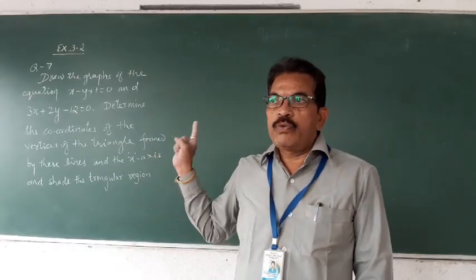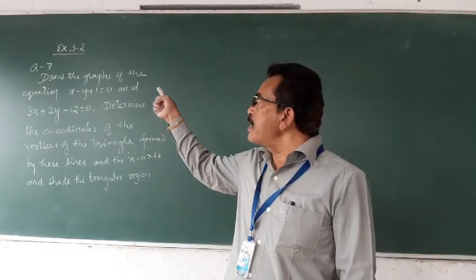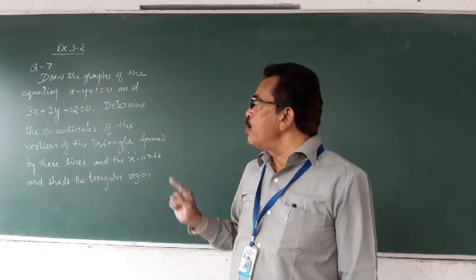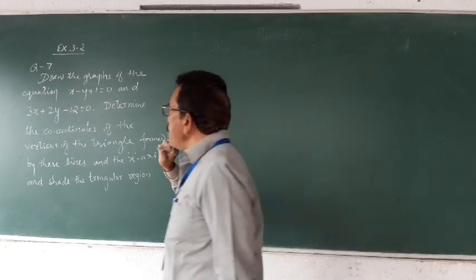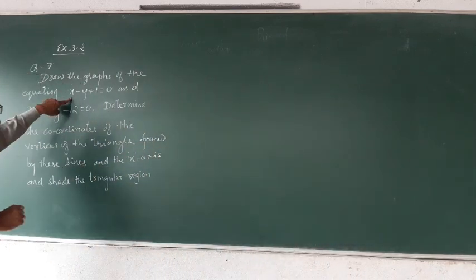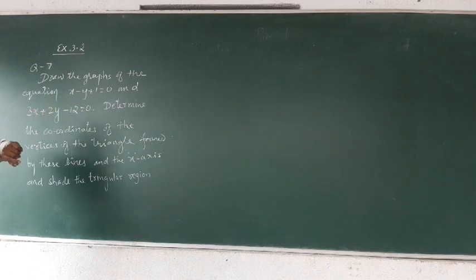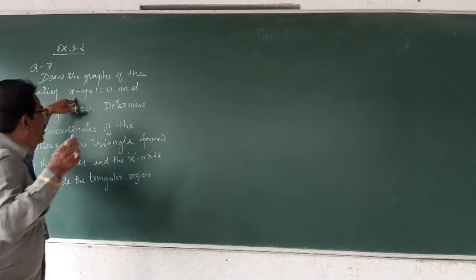This one is the last problem of exercise 3.2. Draw the graphs of the equations x minus y plus 1 equals 0 and 3x plus 2y minus 12 equals 0. Okay, let us draw the graph of the first equation first.